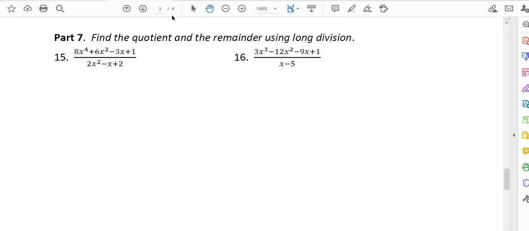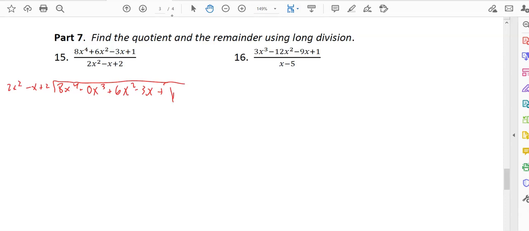Find the quotient and remainder using long division. So let's just try this one. So we've got 2x squared minus x plus 2. And we've got 8x to the 4th plus 0x to the 3rd plus 6x squared minus 3x plus 1. Notice I put in the x cubed term because there was no x cubed term.